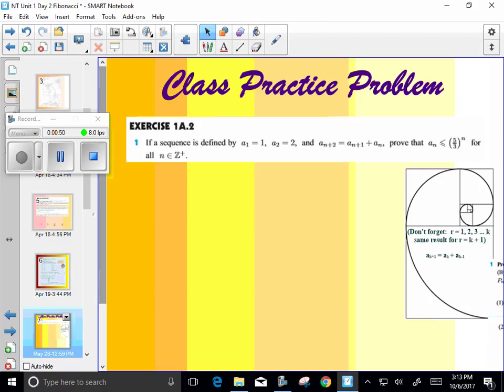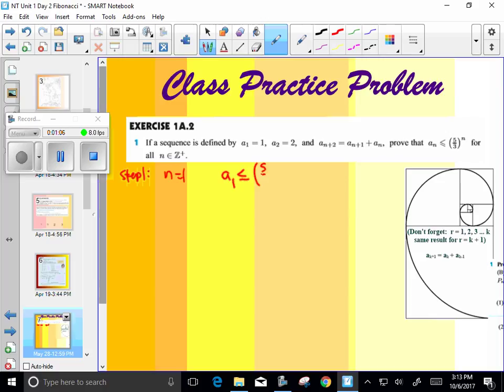Step 1, we'll just do the old n equal to 1 step. The n equal to 1 step says that a(1) should be less than or equal to (5/3)^1, or a(1), which is 1, should be less than or equal to 5/3, which is true for n equal to 1.